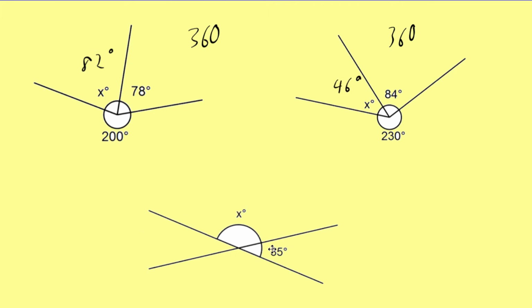Okay, this one, we've got an added part here, but it's more or less the same. Some of us will know and remember, or we might not know, that opposite angles, so angles that are vertically opposite, so this one and this one are equal.